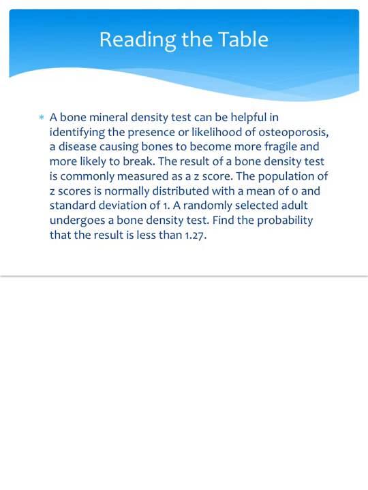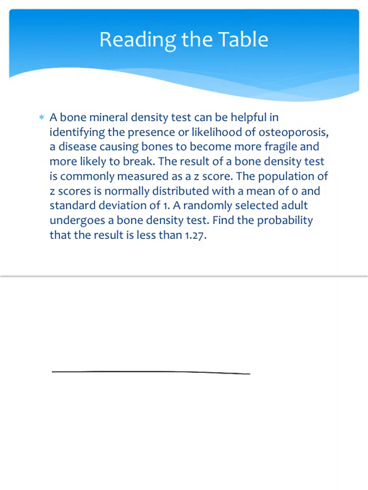Let's see how we would use this. Suppose a bone mineral density test can be helpful in identifying the presence or likelihood of osteoporosis, a disease causing bones to become pretty fragile and likely to break. The result of a bone density test is commonly measured as a z-score. The population of z-scores we know to be normally distributed with a mean of 0 and a standard deviation of 1. A randomly selected adult undergoes a bone density test. Find the probability that the result is less than 1.27.